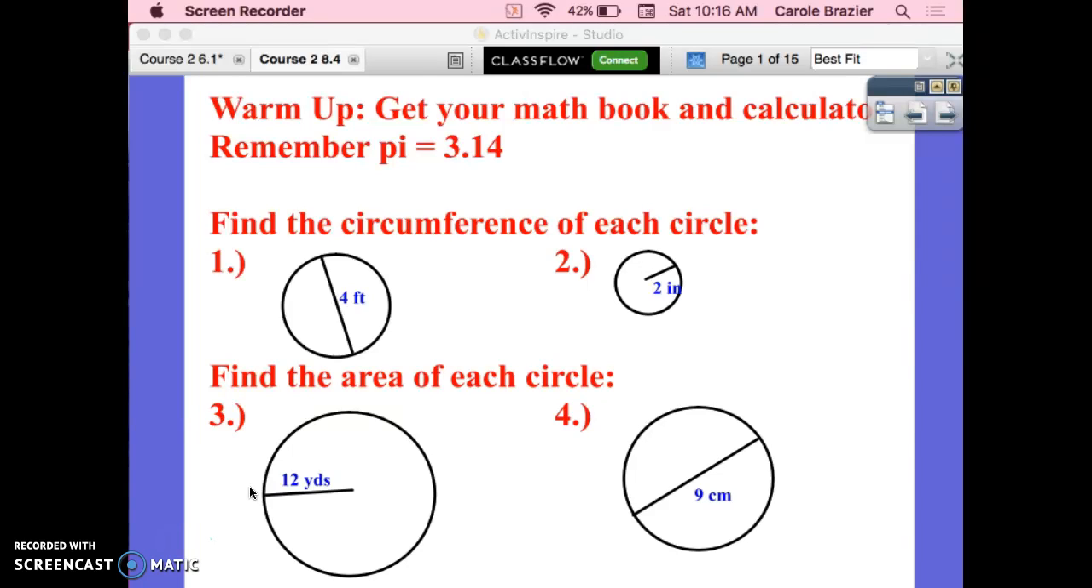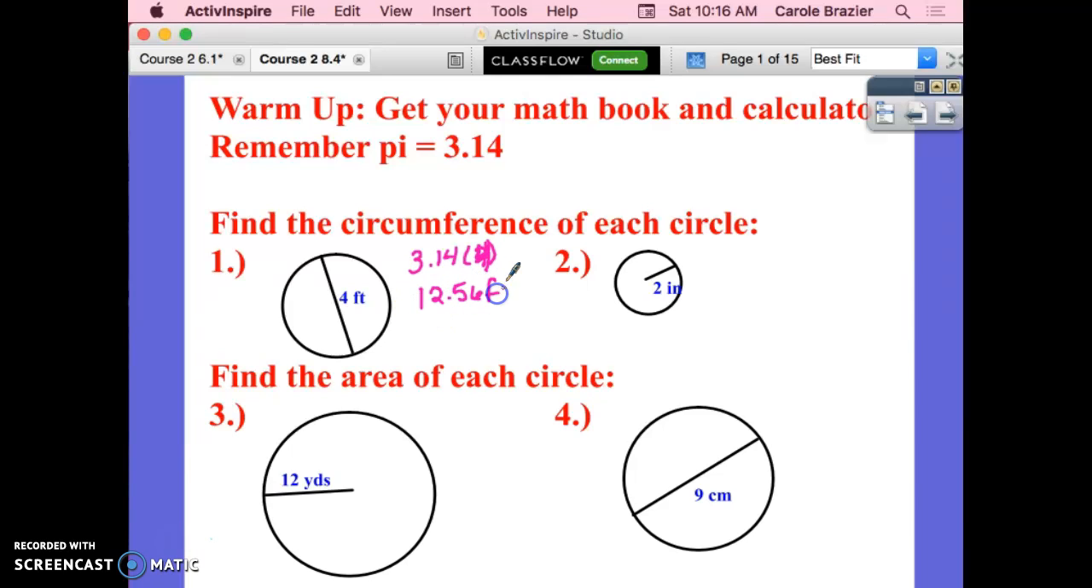Okay, welcome back. The first thing you needed to do in order to find the circumference was 3.14 times 4 because it's pi times diameter, and you would have gotten 12.56 feet. Number 2, if you notice that this was a radius and my diameter would have been 4, you would have seen right away that I would have gotten the same answer. If not, you could have done 2 times pi times the radius, and you still would have ended up with 12.56 feet.